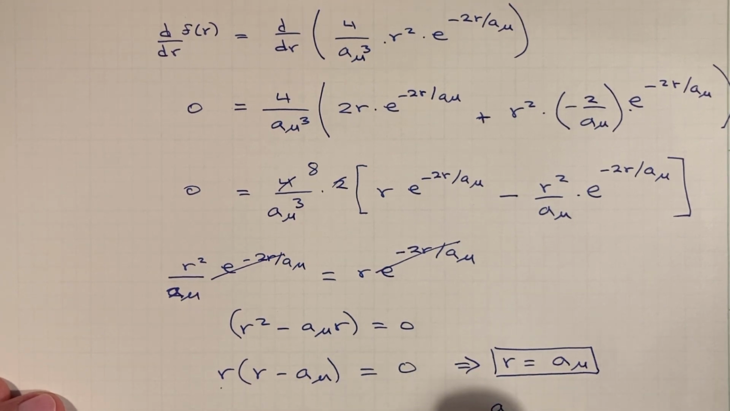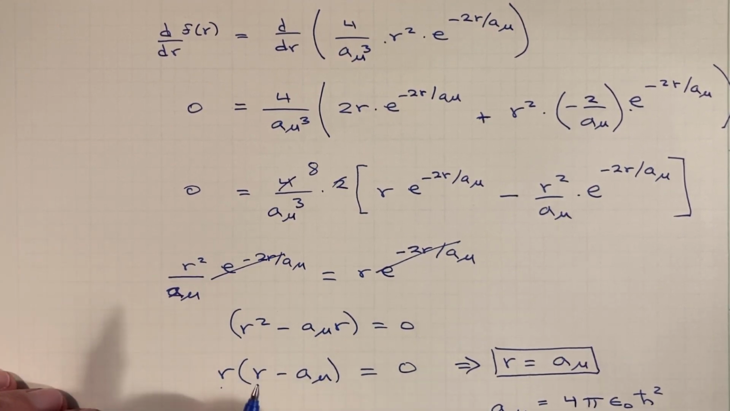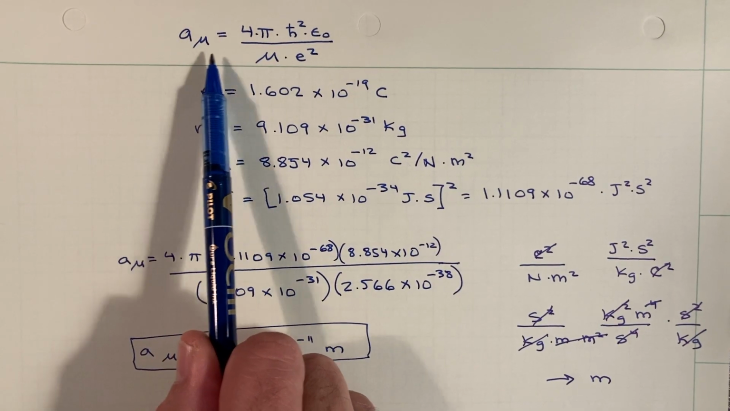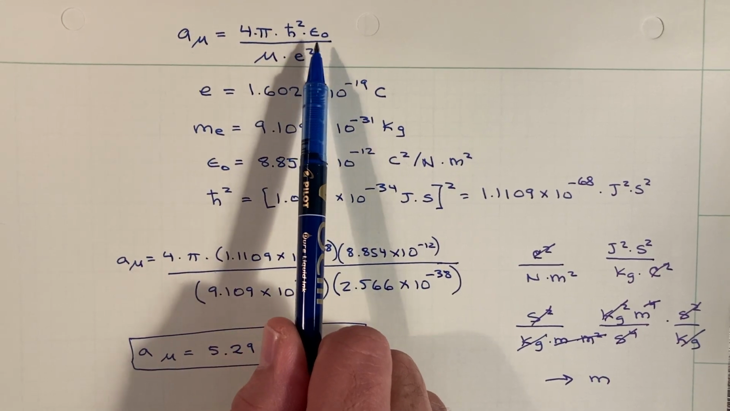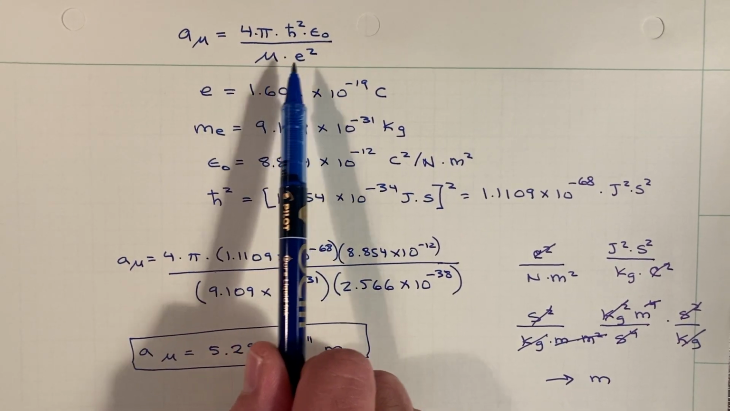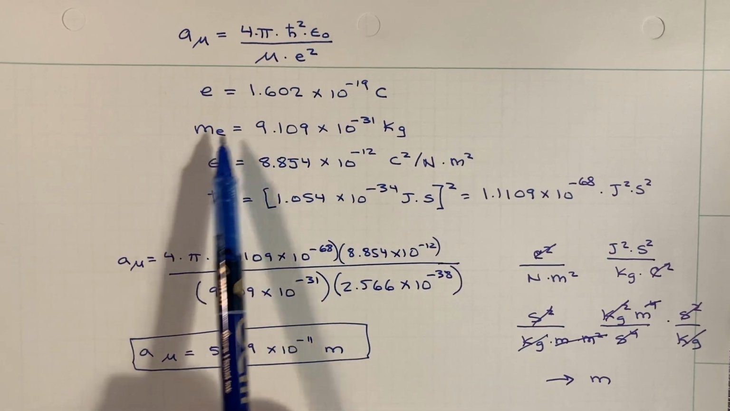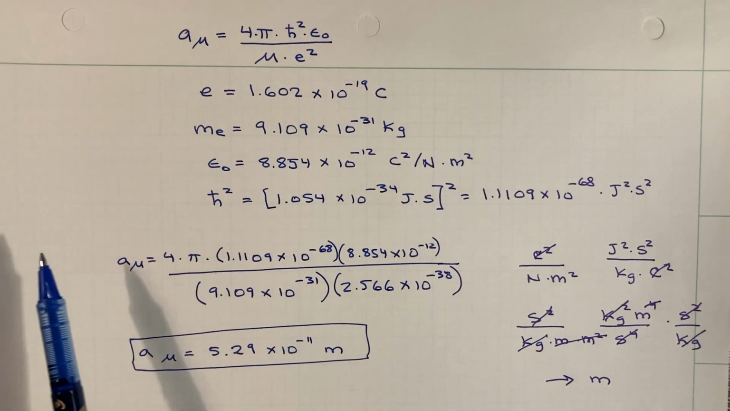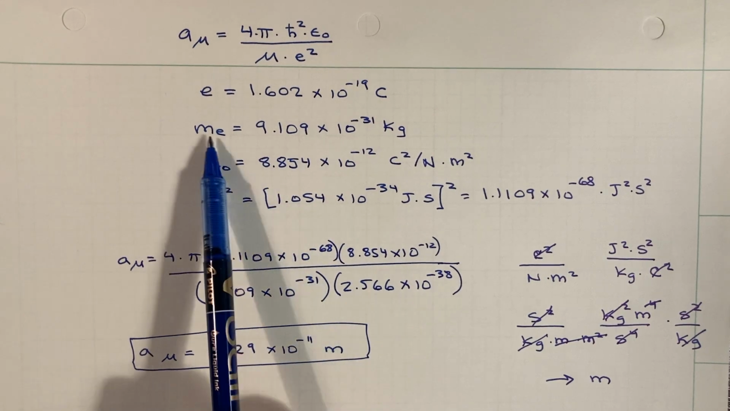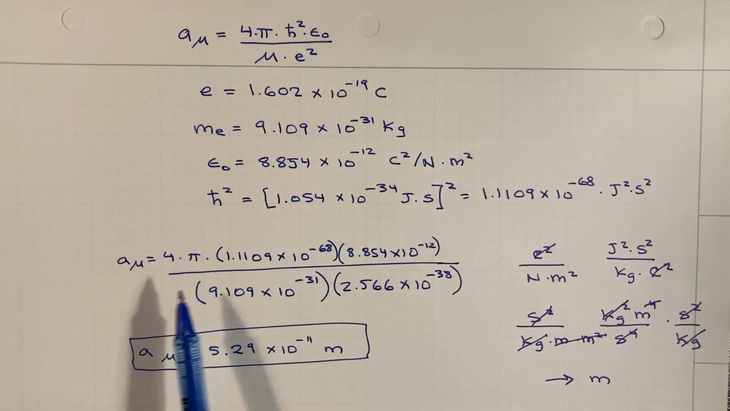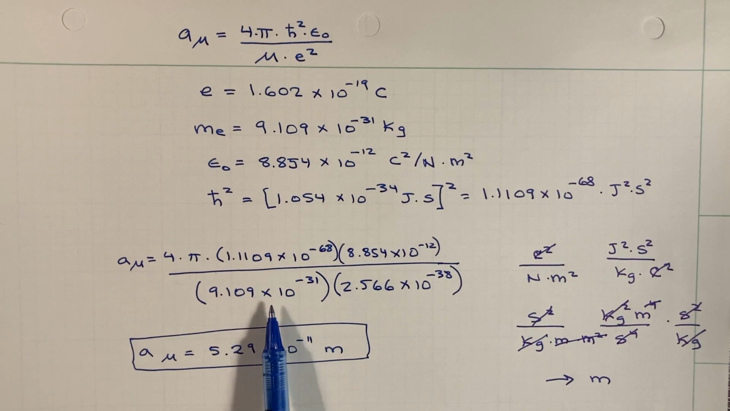And by the way, the Bohr radius in other derivations is found to be this expression: 4 pi epsilon naught h bar squared over mu e squared. Well, let's go ahead and plug in some values. We know the expression for a sub mu equals 4 times pi times h bar squared times epsilon naught divided by mu, the reduced mass, times the electron charge squared. We replace the reduced mass with the mass of the electron since the nucleus is so much heavier than the electron, and we insert these values into the calculation.